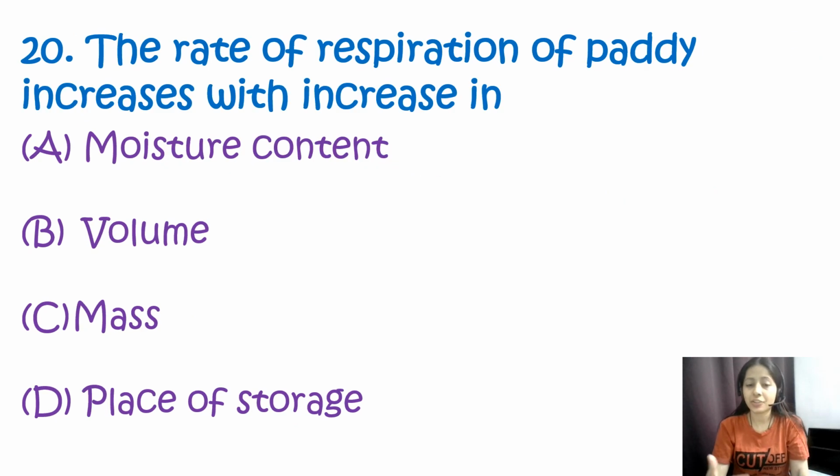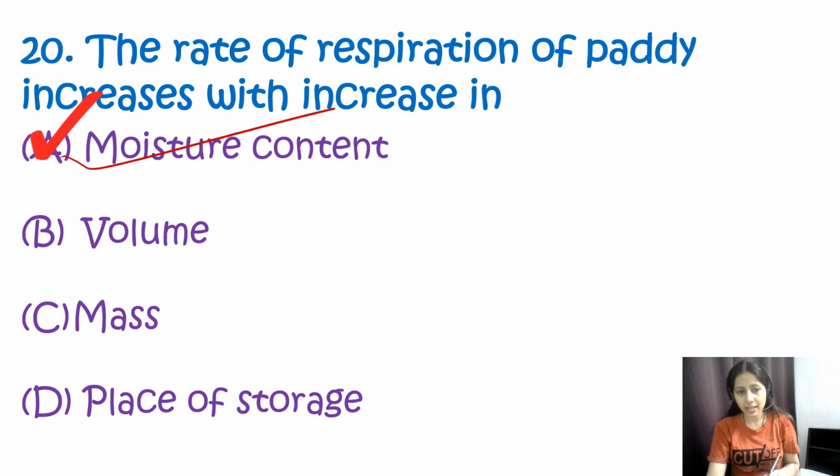Question number 20. The rate of respiration of paddy increases with the increase in moisture content, volume, mass or place of storage. So the rate of respiration of paddy increases with its increase in moisture content. So the correct option is my A. And we know that respiration is a metabolic process.